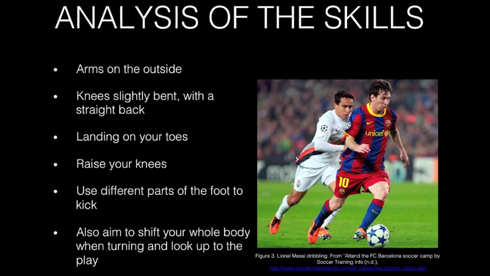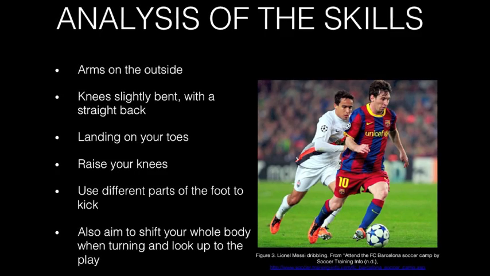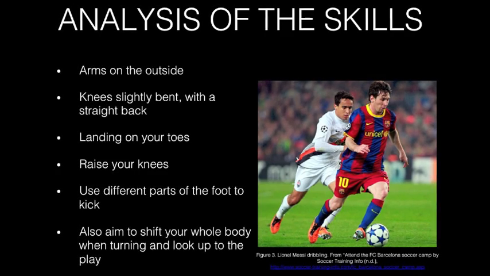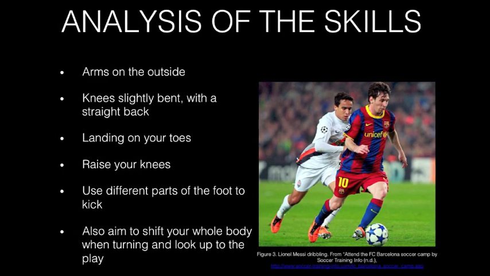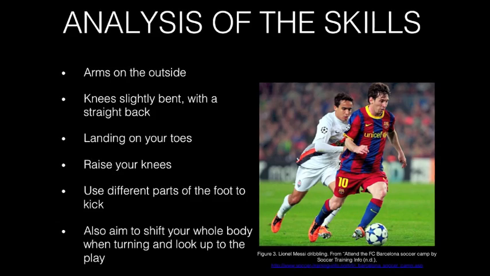Now I'll explain the key aspects of dribbling. Have your arms on the outside of your body and move them as you run to create momentum and to help shield yourself from defenders. Have your knees slightly bent and a straight back, assisting to maintain balance. Land on the front of your feet to increase speed and make you more agile.